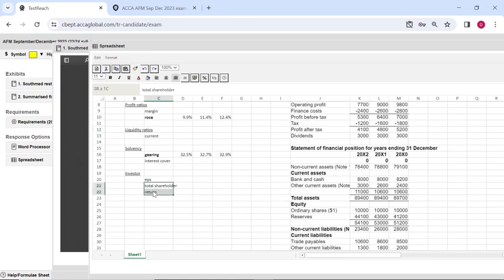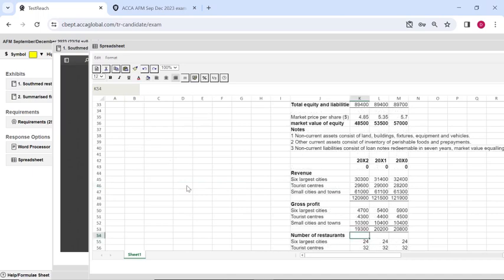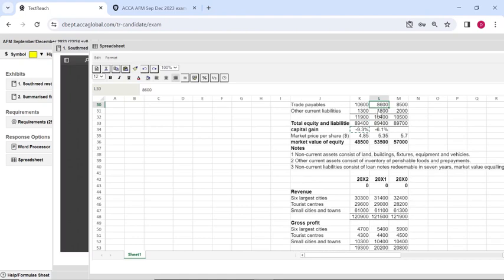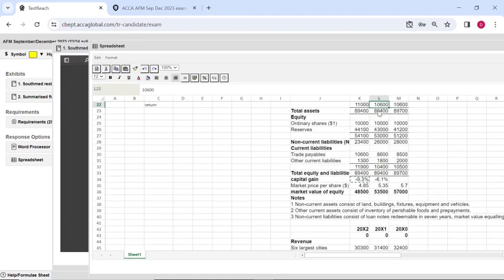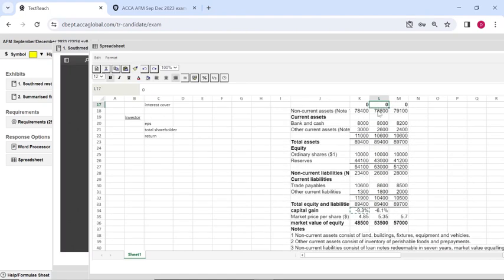Finally, total shareholder return. It's a classic investor ratio, and this is calculated as dividend yield plus capital gain. So the capital gain I can calculate by looking at the market price per share. So there's a fall in the share price in the latest year, starting from 5.35. Format that as a percentage. Copy it over. And then I should also be looking at dividend yield as well.